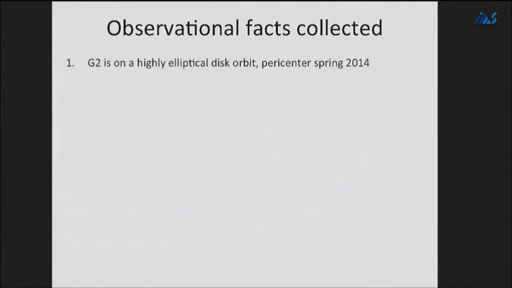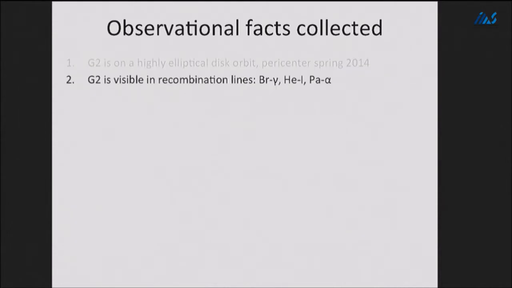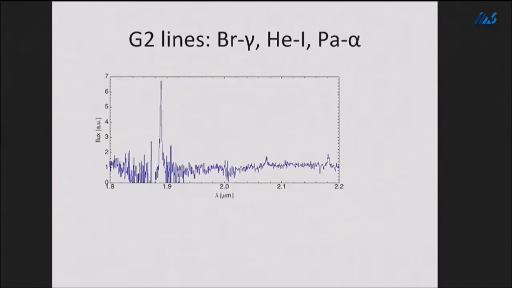The next point is that G2 is visible in recombination lines in Brackett gamma, helium-1, and Paschen alpha. For those of you who are observers, Paschen alpha is a bit of a surprise because that's usually between the H and the K band. Yet here's a spectrum of G2. You might not easily read it. Here's the Brackett gamma line. This is the helium line. And this very bright line here, this is actually the Paschen alpha line.